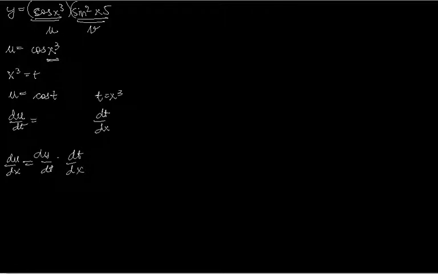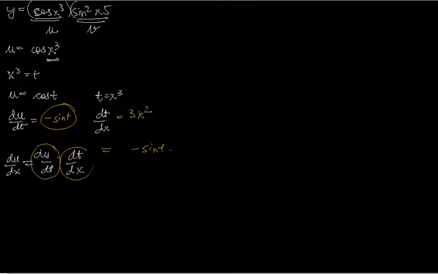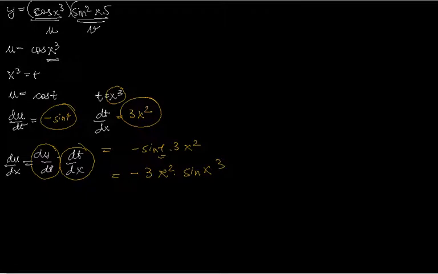But what is du by dt equal to? Minus sine of t. While what is dt by dx equal to? 3x squared. So just substitute du by dt, which is minus sine of t, and dt by dx, which is 3x squared. Simplifying, you can write it as minus 3x squared into sine of, what would you write in place of t? x cube, which you have assumed. So this is there. Clear? Now you have found out one part of the story.